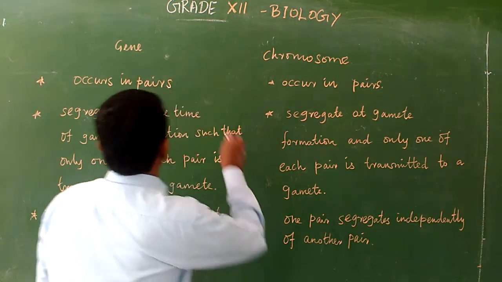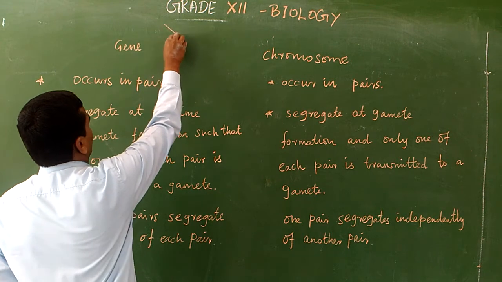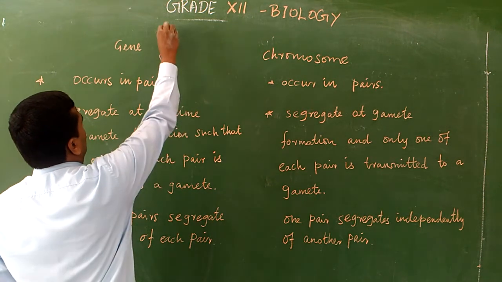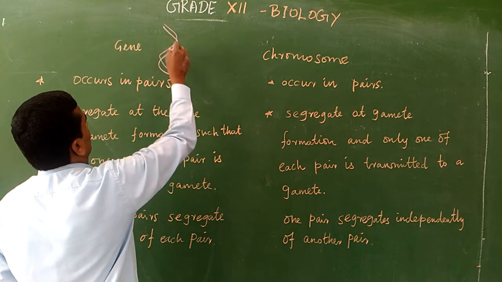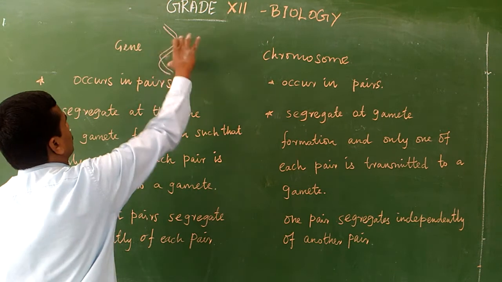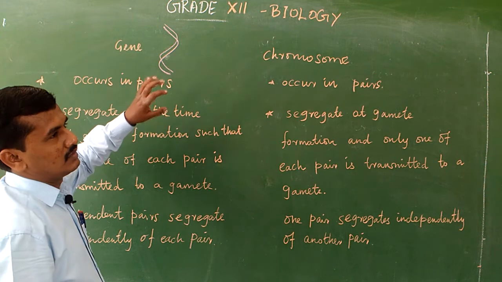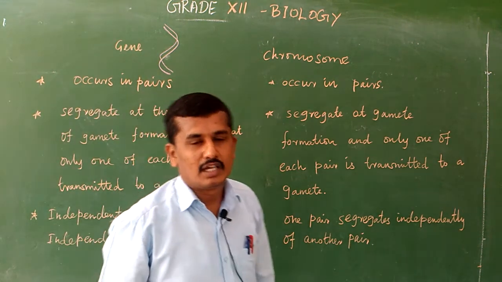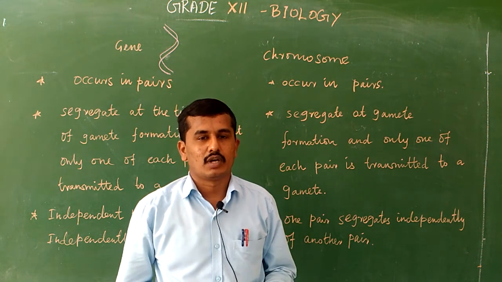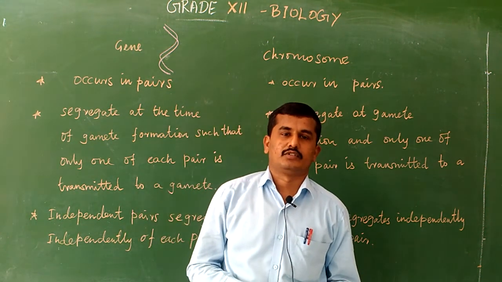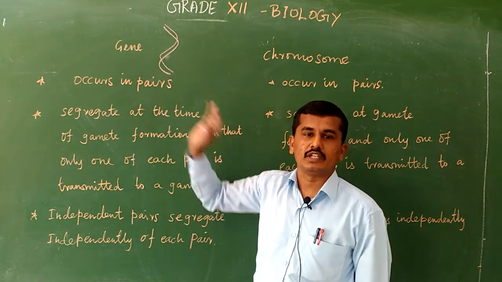Listen. A gene is nothing but a segment of DNA. Normally we know the DNA is present inside the chromosome. So a gene is nothing but a segment of DNA. A part of DNA is known as a gene, which consists of information in the form of nucleotides, with nitrogen bases like adenine, thymine, cytosine and guanine. So a gene is a segment of DNA present inside the nucleus.